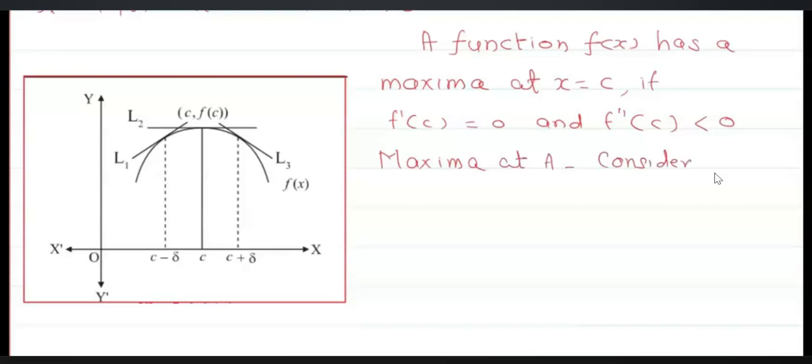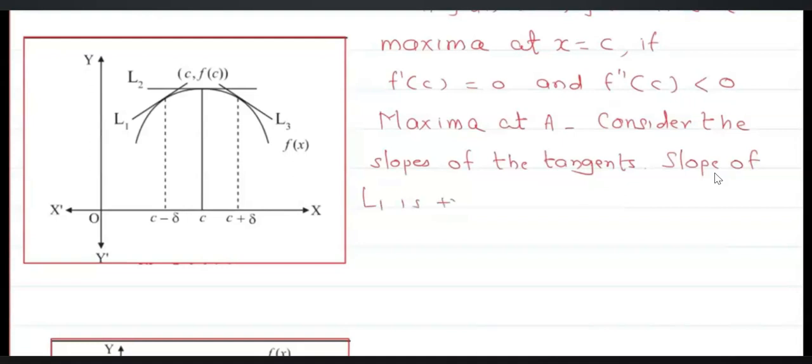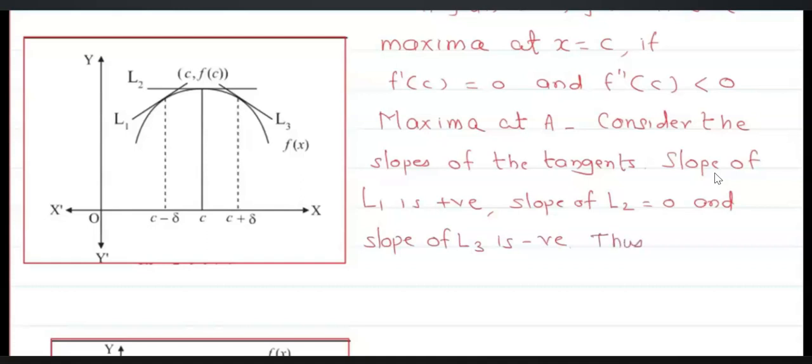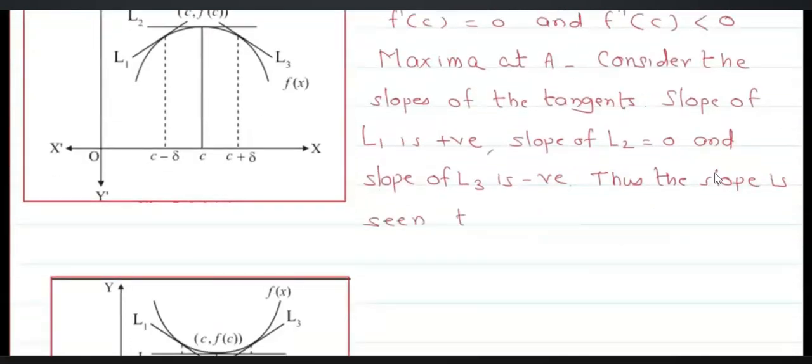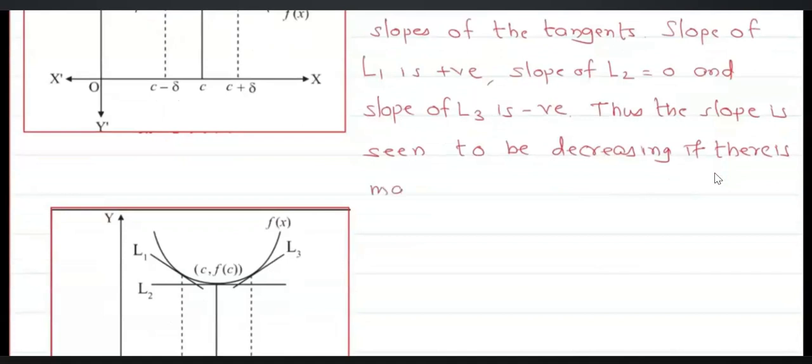Maxima at A. Consider the slopes of the tangents. Slope of L1 is positive. Slope of L2 is 0, which is parallel to x-axis. And slope of L3 is negative. Thus, the slope is seen to be decreasing if there is maximum at A.